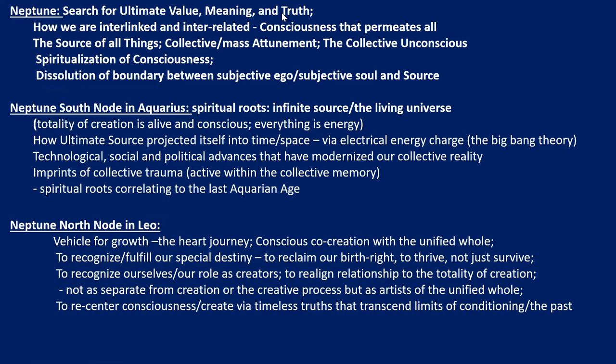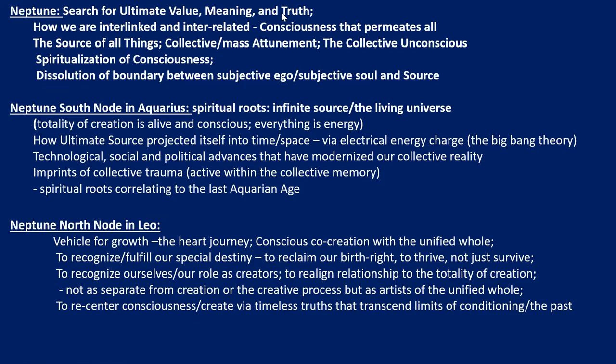South Node in Aquarius is technological, social, and political advances that have modernized our collective reality at various points throughout time. And it also represents the imprints of collective trauma, Aquarius, Uranus, that are active within the collective memory. It also ties us to our spiritual roots, correlating the last Aquarian age. And again, it's no surprise that people have remembrances, or that somewhere in our memory pools, we have some sense of Atlantis. That'll be that South Node in Aquarius, right?